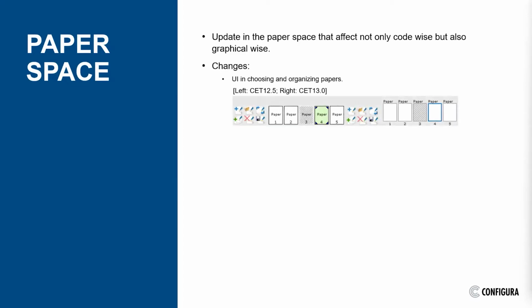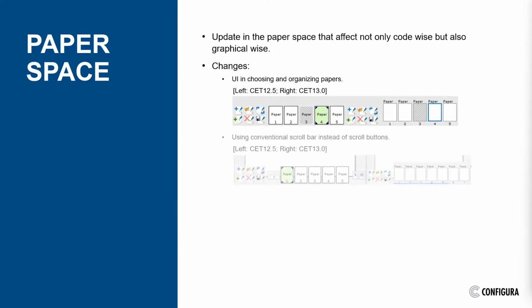The first one that you can see is that the UI in choosing and organizing paper has changed in CET 13.0. In this screenshot, on the left side, you can see how it looks in CET 12.5, and on the right side is the new UI. So right now, the representation of how the paper is selected has a slight change.